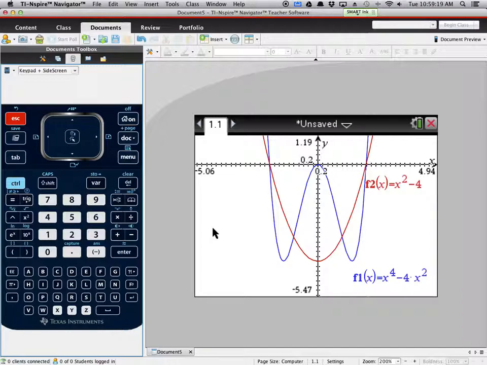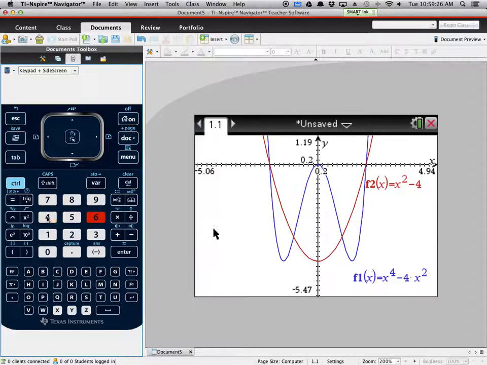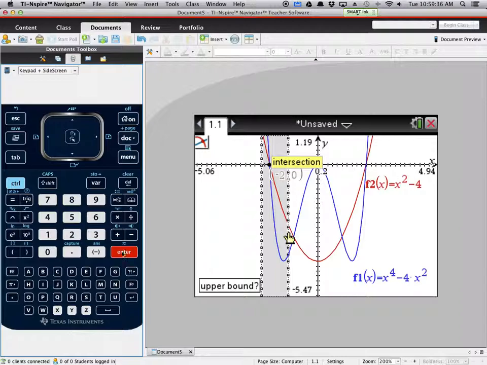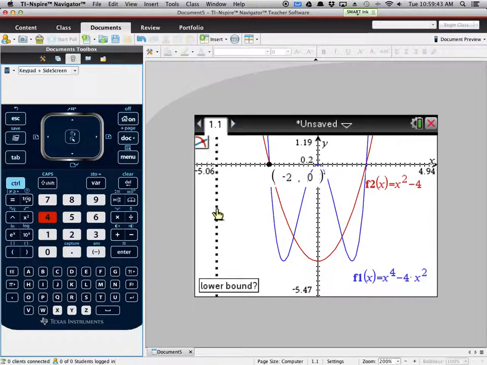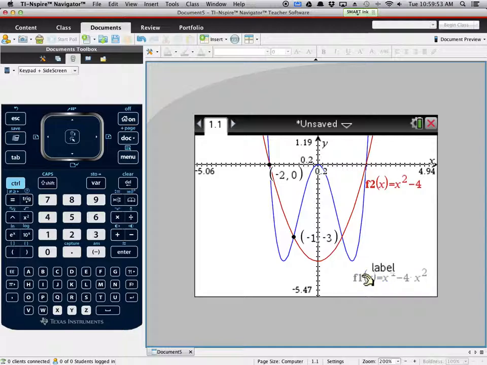So I need to find my intersections first. So we go menu, analyze graph, and intersections. I press enter. I move over. Press enter. I do it again. Menu, 6, 4. Enter on the left, enter on the right. And once I have those 2 intersections, I've got everything I need.